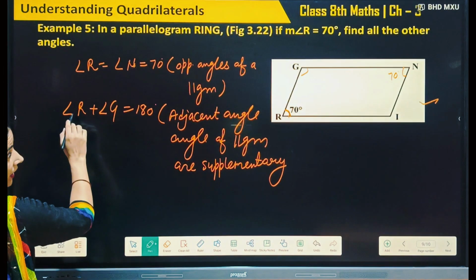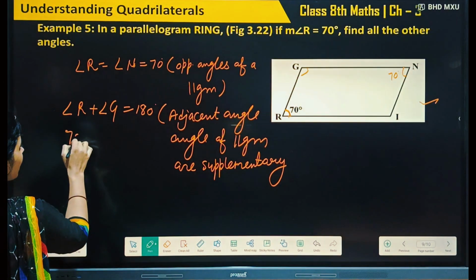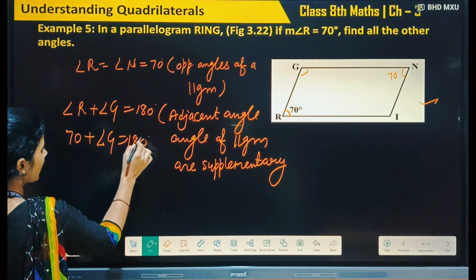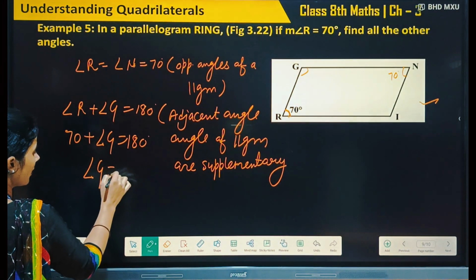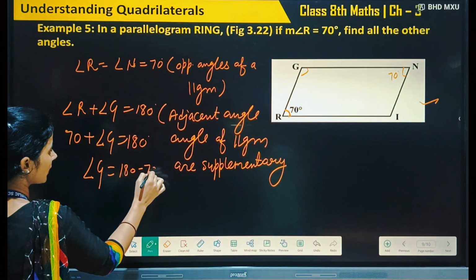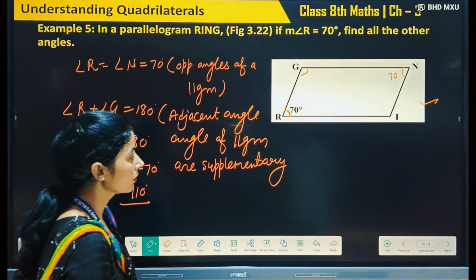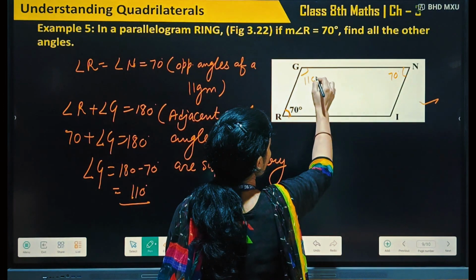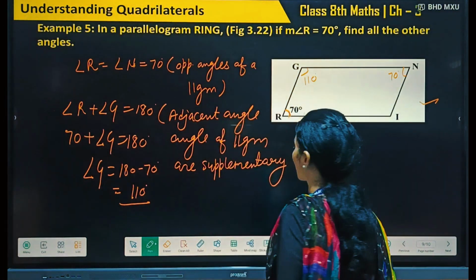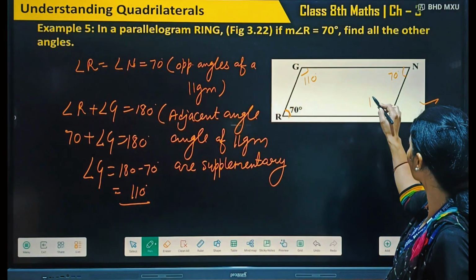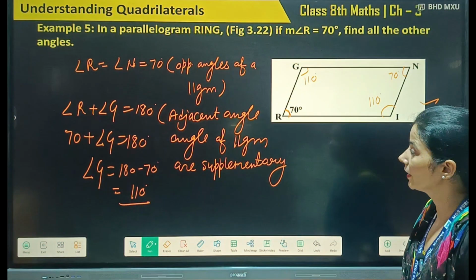Now see, angle R is 70 degree and angle R plus angle G is 180. So angle G will be 180 minus 70. So angle G is 110. We got angle G is 110. Now again use the property of a parallelogram. This G is opposite of angle I. So this angle will also be 110 degree.